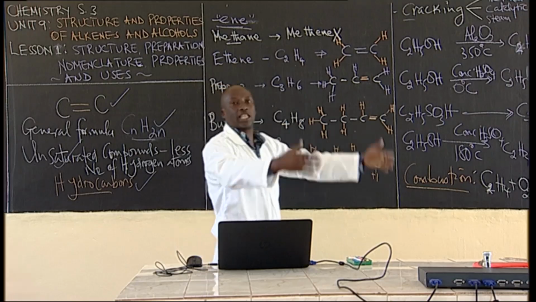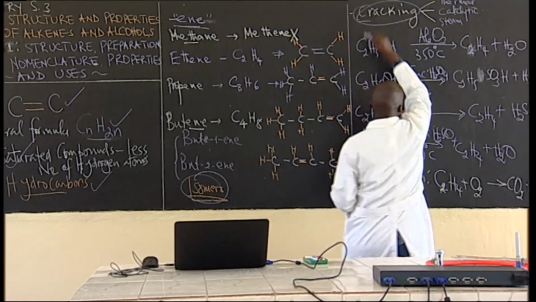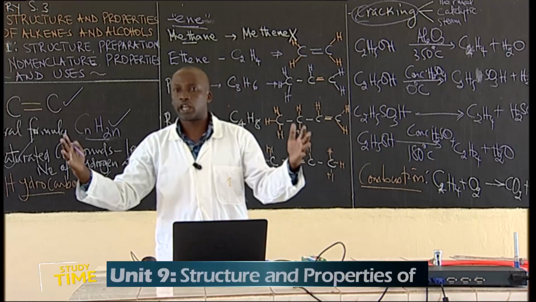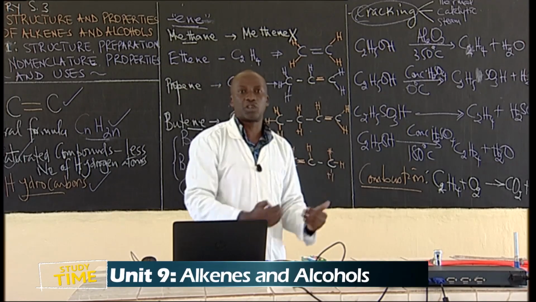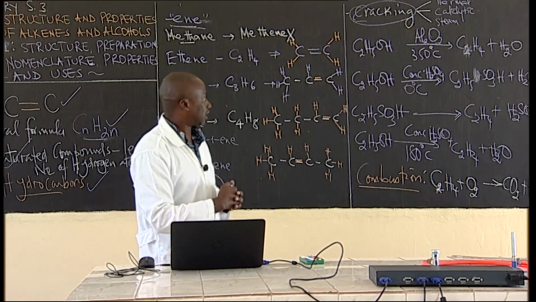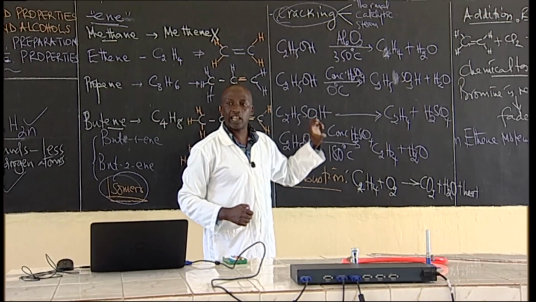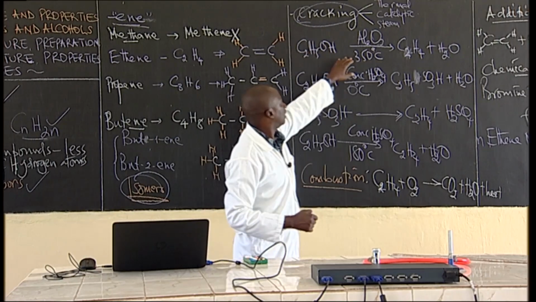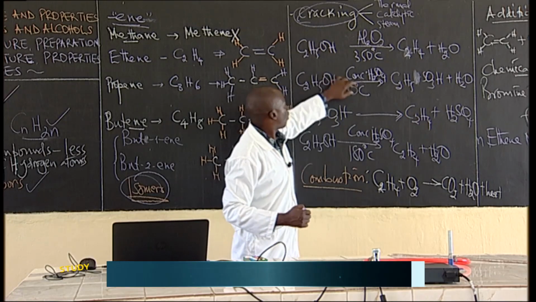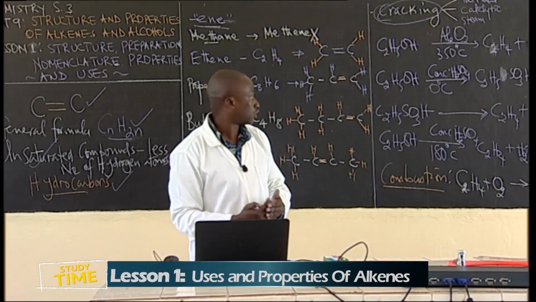Then we looked at the methods of producing these alkenes. The first one was cracking. Cracking is the breaking down of large molecules into smaller molecules with fewer hydrogen and carbon atoms, including the alkenes. And then we talked about dehydration, whereby we said we can have different substances: aluminium oxide as a catalyst, and concentrated sulfuric acid as also a catalyst. Those are substances that can be used.